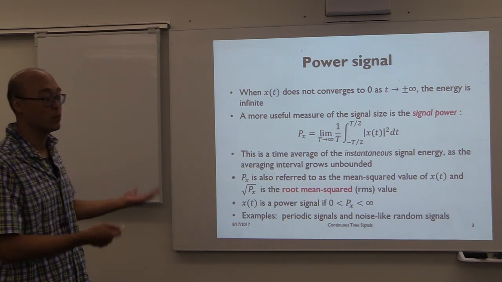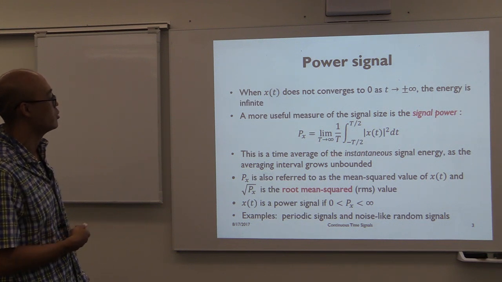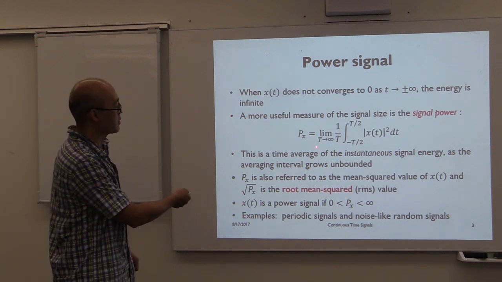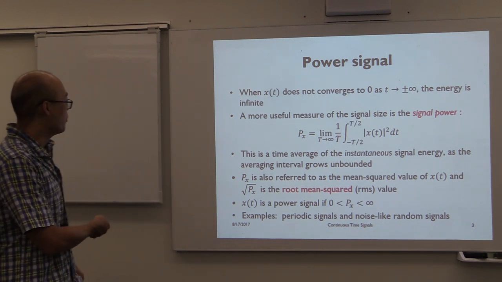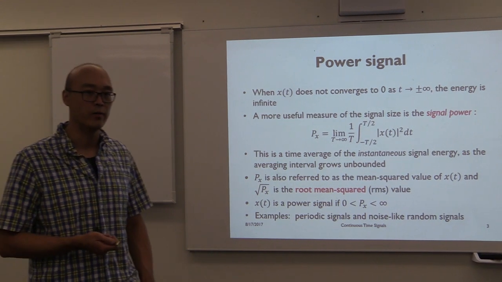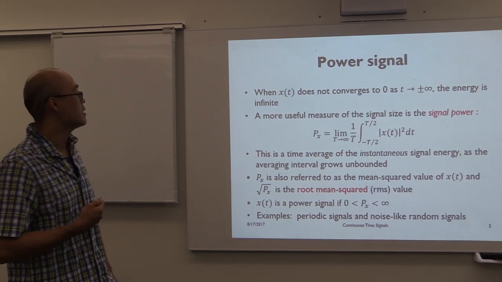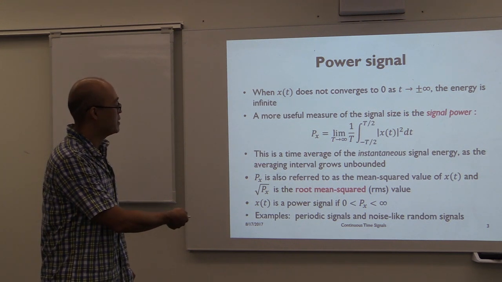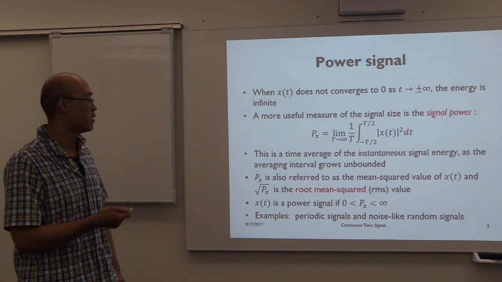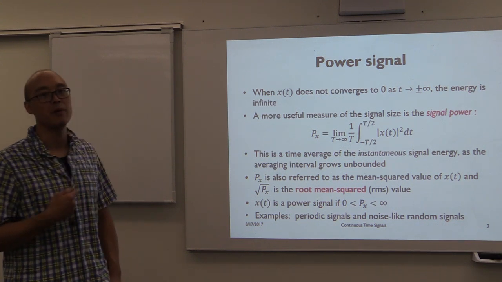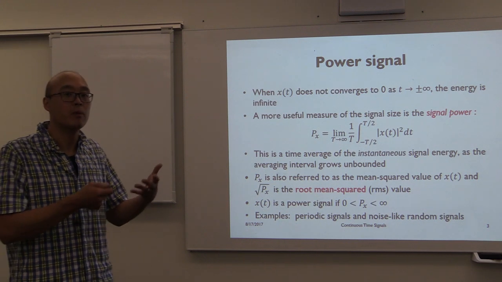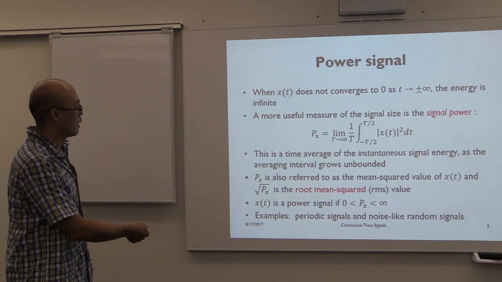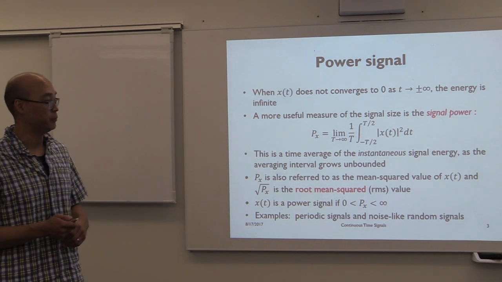So P sub x can be interpreted as the time average of the instantaneous signal energy as you let the averaging interval grow unbounded. Of course, if x of t is a periodic signal, then you do not need this limit at all. Now, P sub x is also referred to as the mean square value of x, and the square root of P sub x is often referred to as the root mean square value. Now, if P sub x, the power of the signal, is a finite non-zero value, then x of t is referred to as a power signal. Note that a signal cannot be both an energy signal and a power signal at the same time. Again, a classic example of a power signal is a periodic signal.